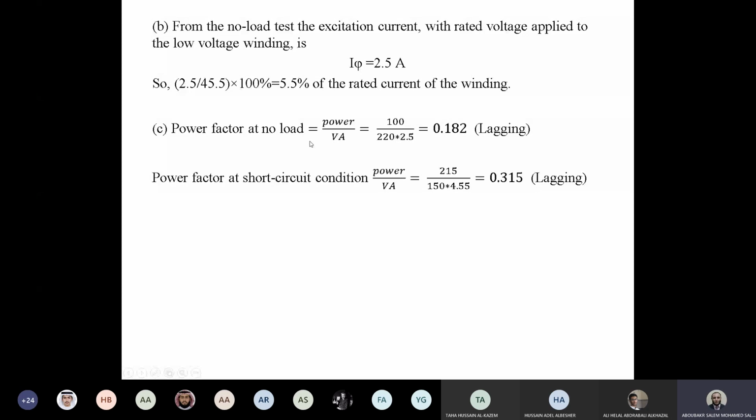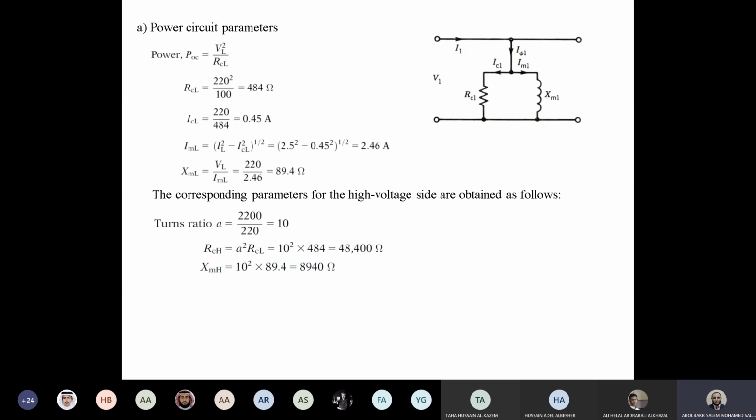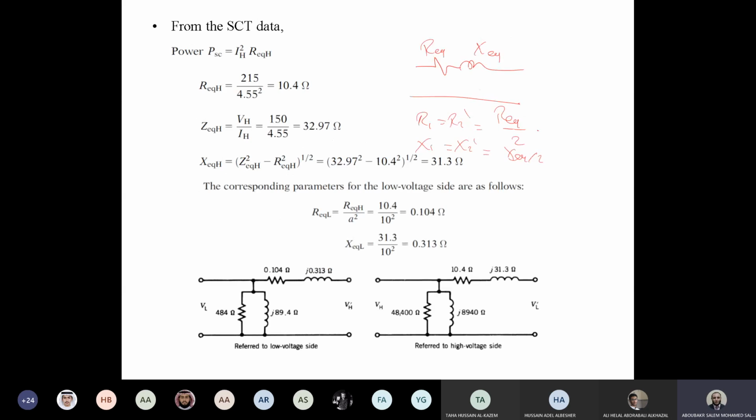Number C, determine the power factor for the no load and short circuit tests. Of course, for the short circuit and no load tests, there is no load connected to the transformer. It's either open circuit or short circuit. So this power factor will not give an impression of the operating power factor for loads, which basically depends on the load power factor. This is just to recognize the values of power factor at short circuit and open circuit.